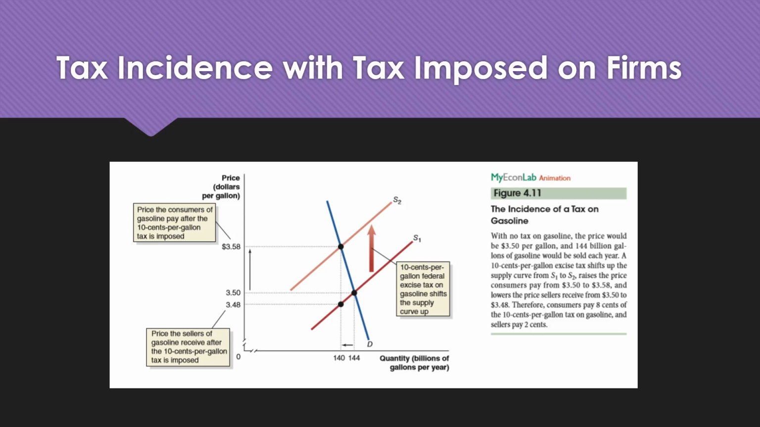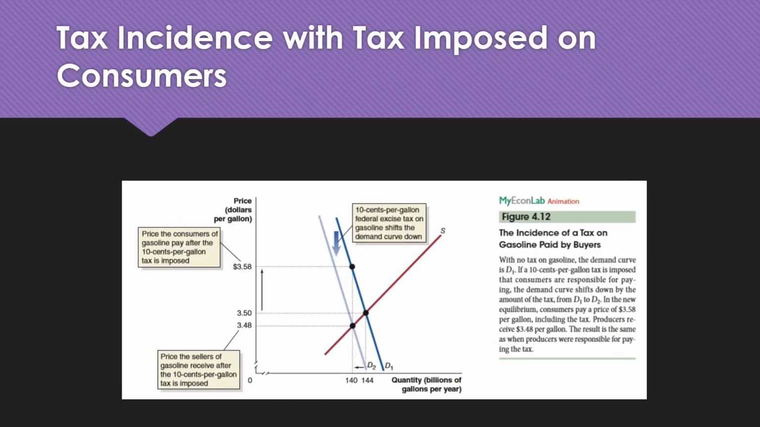Also notice that the new equilibrium quantity is smaller. It's 4 billion fewer gallons. And so this little triangle that's down here is our deadweight loss. That's our tax burden, our excess burden. The tax incidence is distributed 80-20, so 80% to consumers, 20% to firms. And then the reduction in production is actually 4 billion gallons from this increased tax.